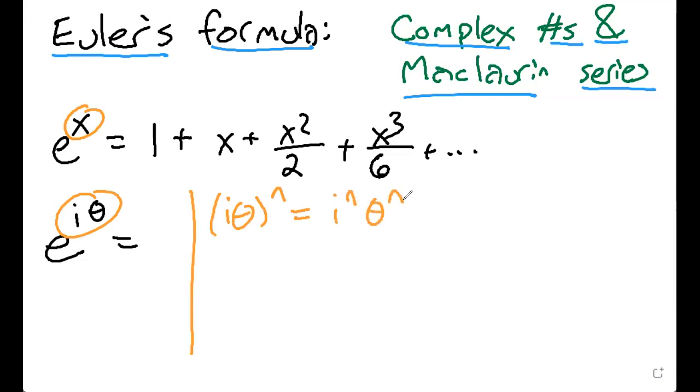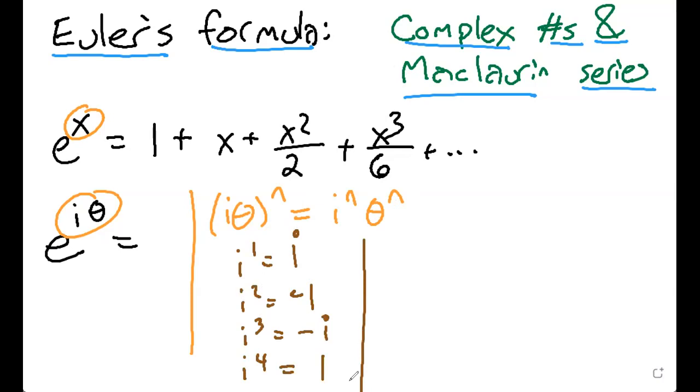And from previous sets of videos, we've emphasized the fact that i raised to different powers has a nice pattern. It loops around with a period of 4. So in particular, i to the first is i, i squared is -1, i cubed is -i, i to the fourth is 1.